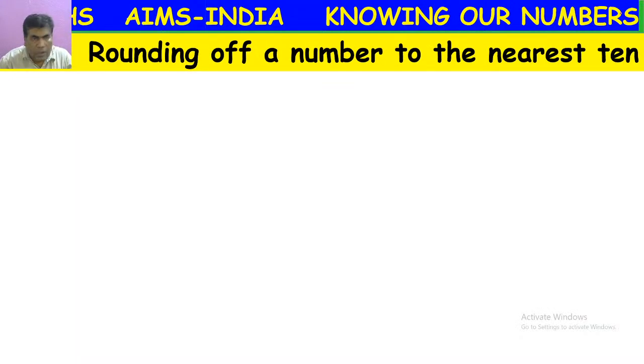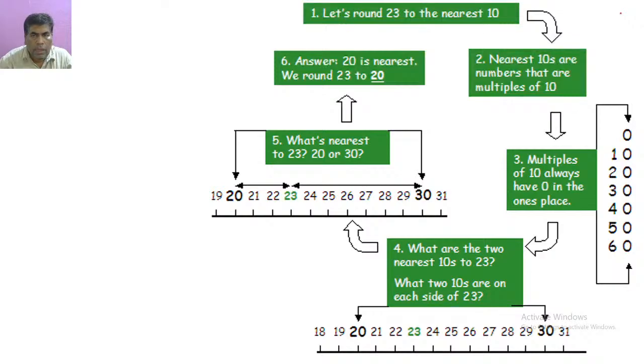So let's see another example. Here also nearest to 10. Let's see this chart. Observe carefully. Let's round 23. What is the given number here? 23. Let's round 23 to the nearest 10. So what is the nearest 10? Nearest 10 means the numbers that are multiples of 10.